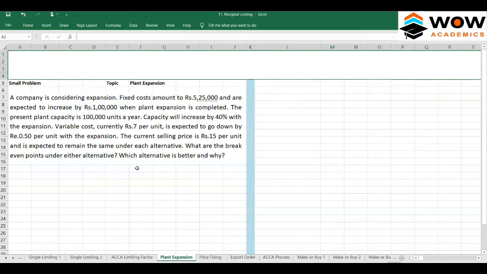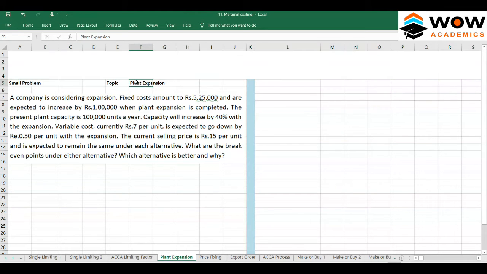So the next problem is about plant expansion. Plant expansion kind of problems is where the company will have an existing capacity and it will move on to a new capacity. And here we have to find out whether there's an increased contribution because of the new capacity or not, or increased profitability because of the new capacity or not. So it is always a simple problem. We can finish it off in a few minutes.